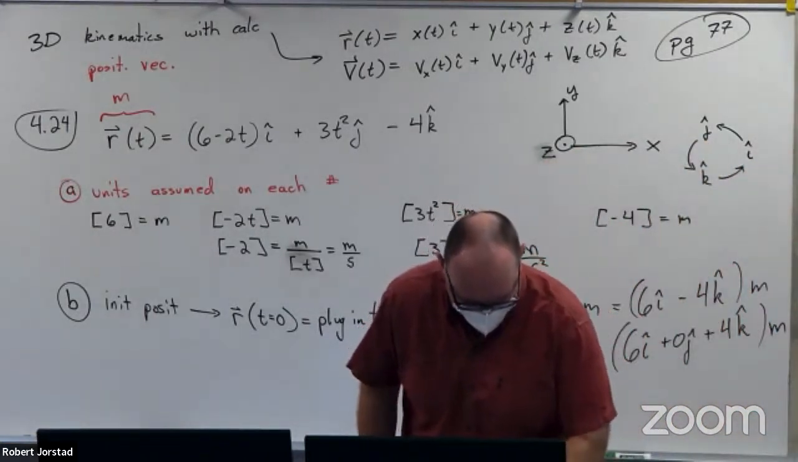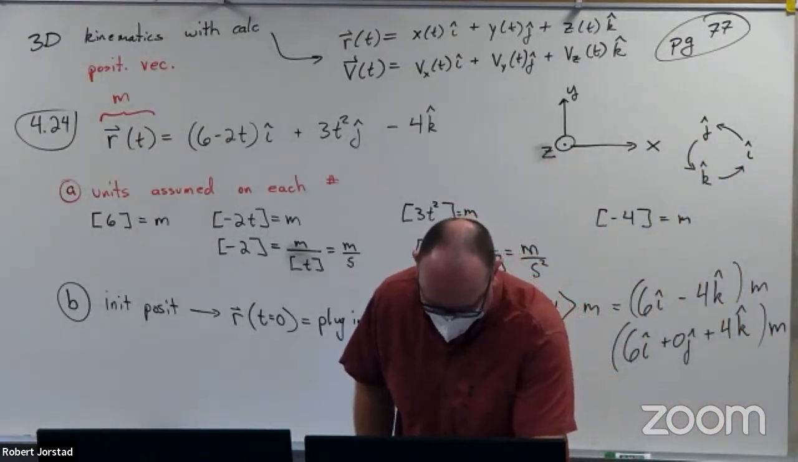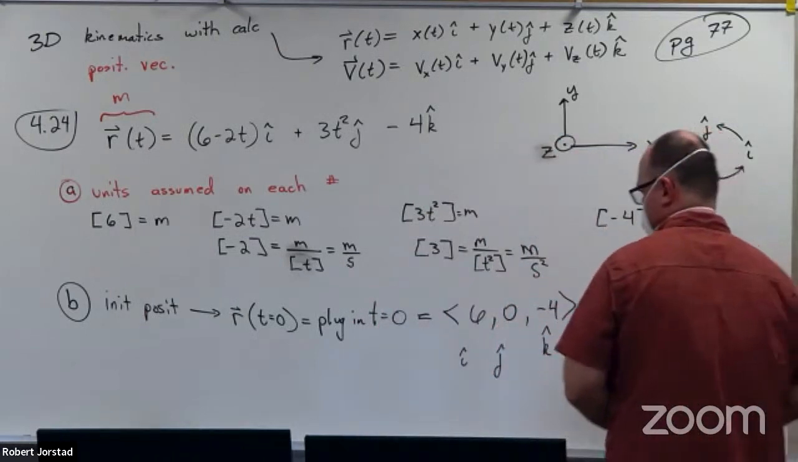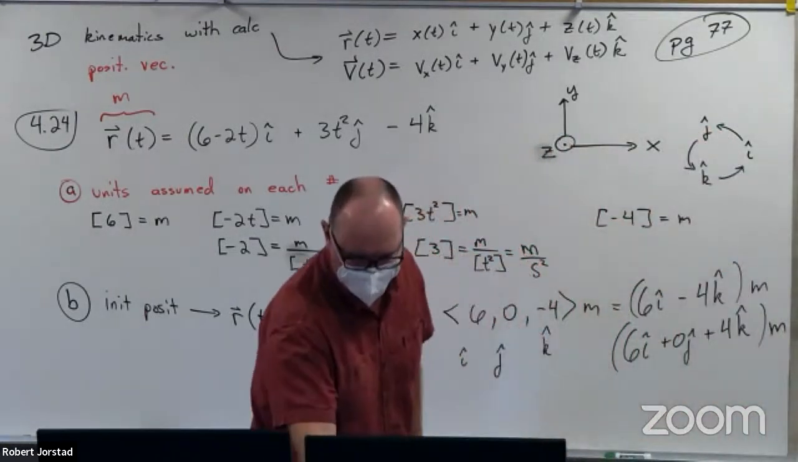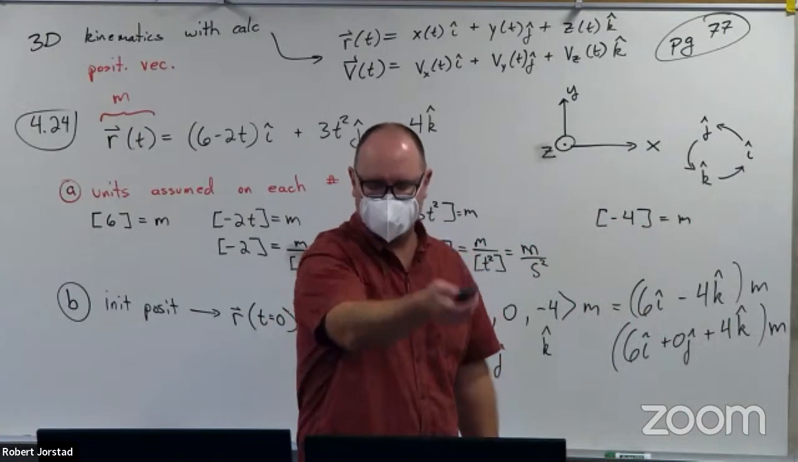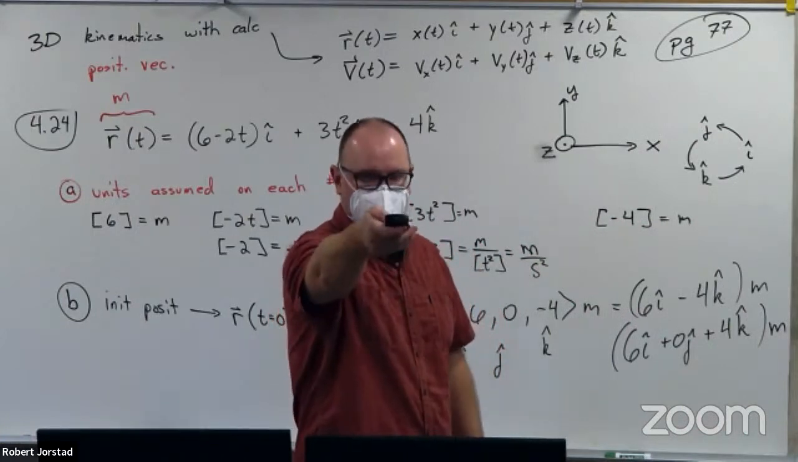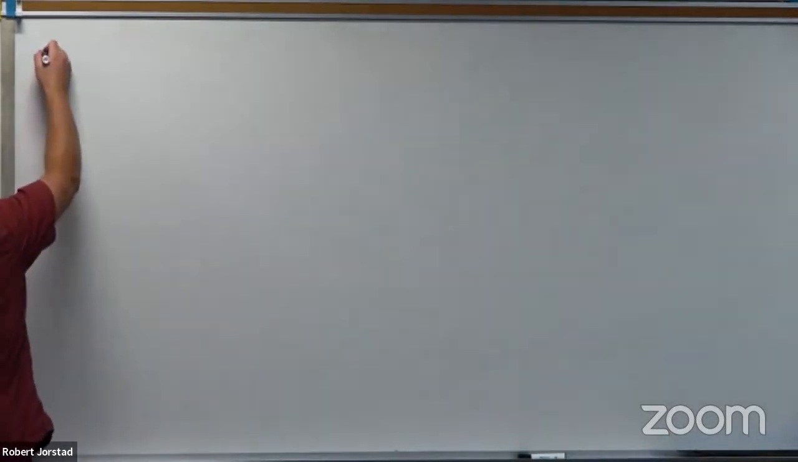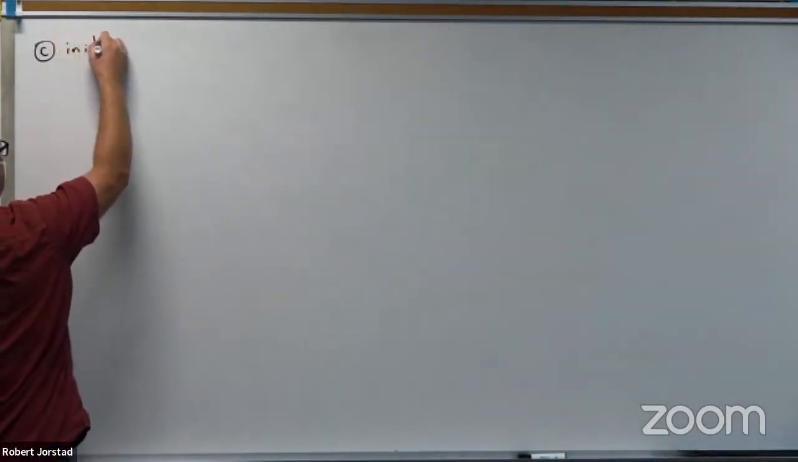That was part B, wasn't it? Yes. All right, part C. What am I asking for? The initial speed? Okay, let me get a new whiteboard here. How do you get the initial speed? Okay, that was part C. Initial speed.